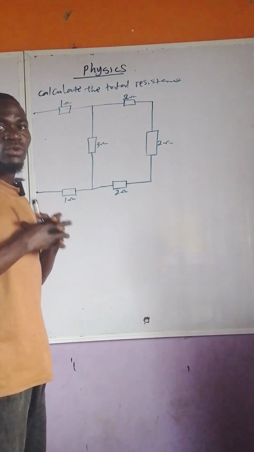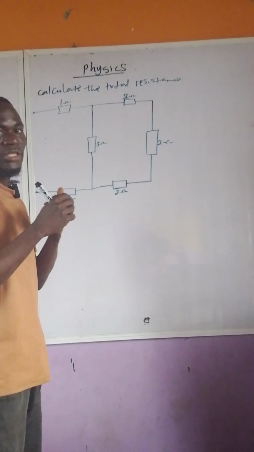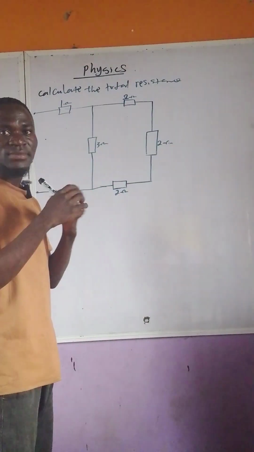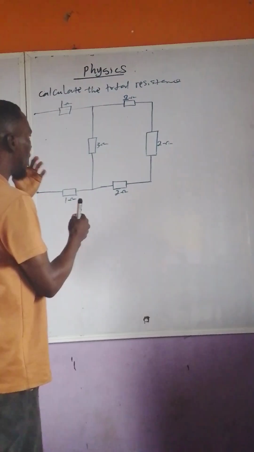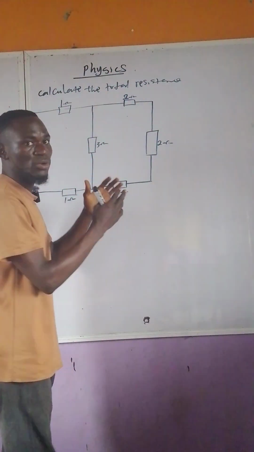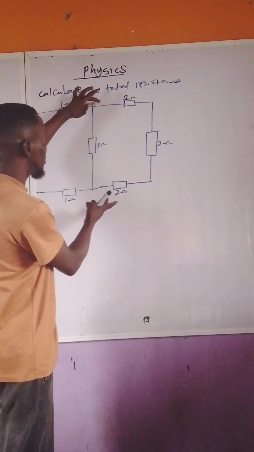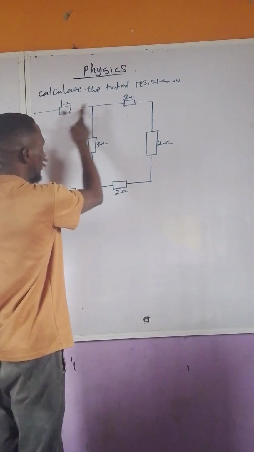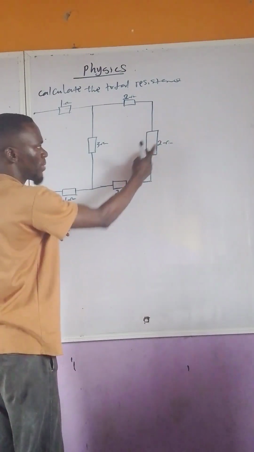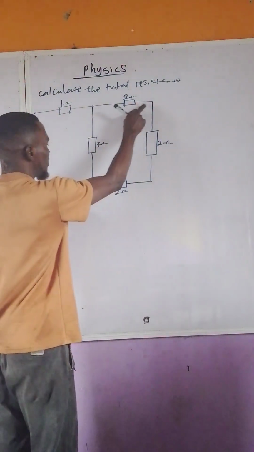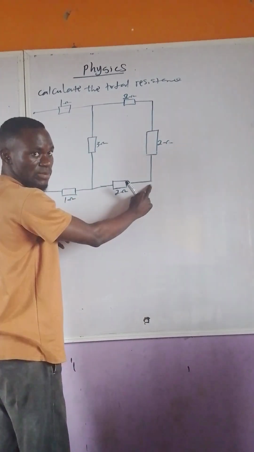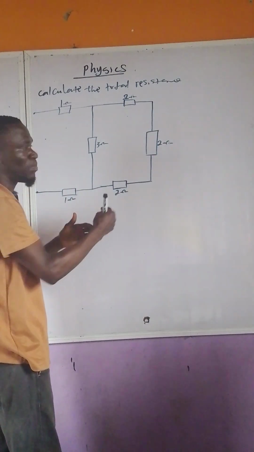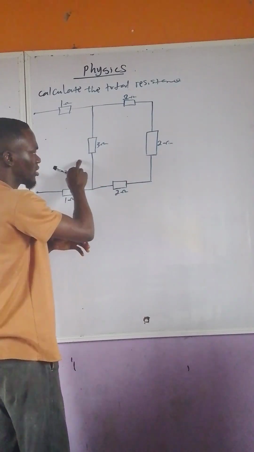What you have to note is that you are going to know how to identify your series and your parallel connection. What you have here is combined with both series and parallel. This is series here, then the same connection is connected to parallel. This one is also series connected, but it's connected to a parallel arrangement here, which is these two.